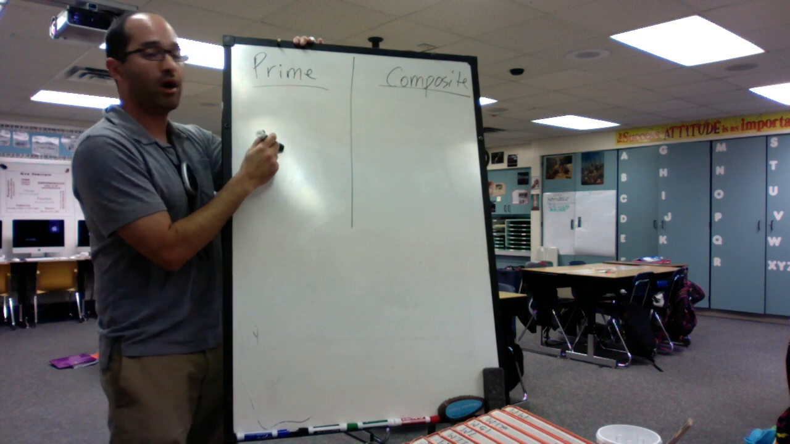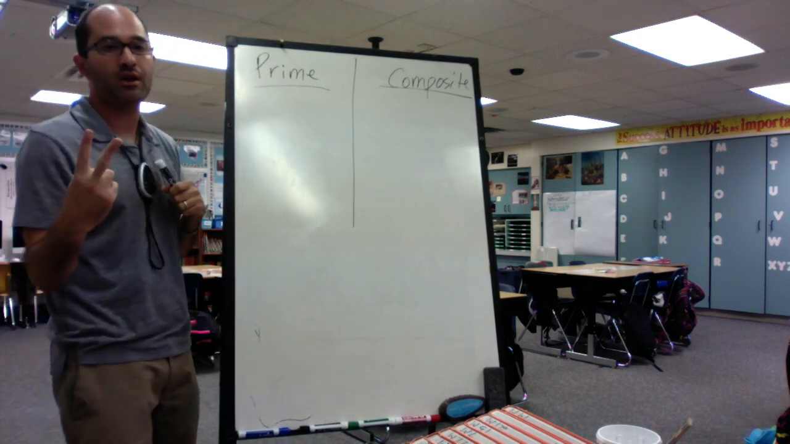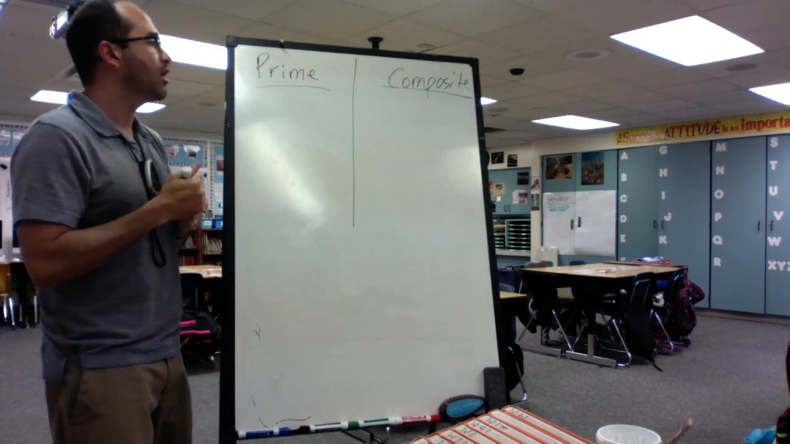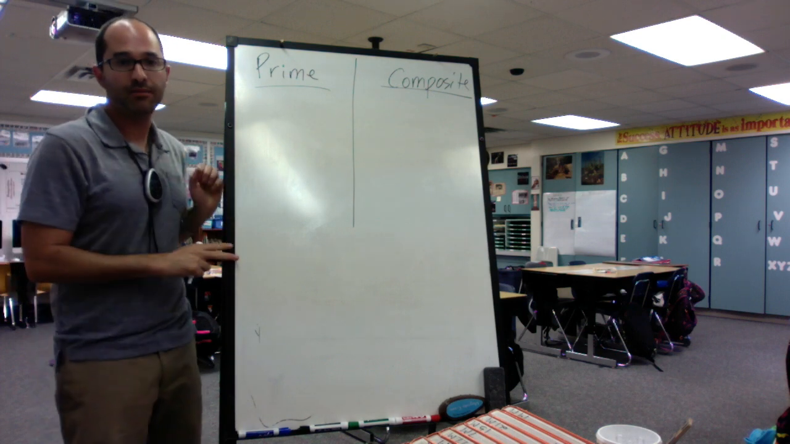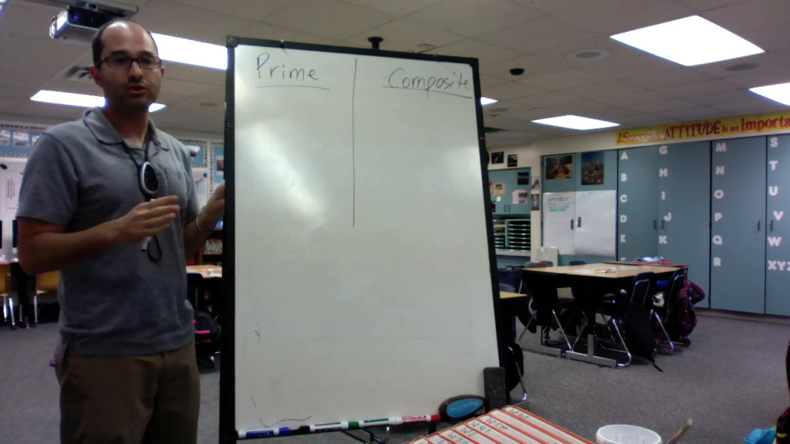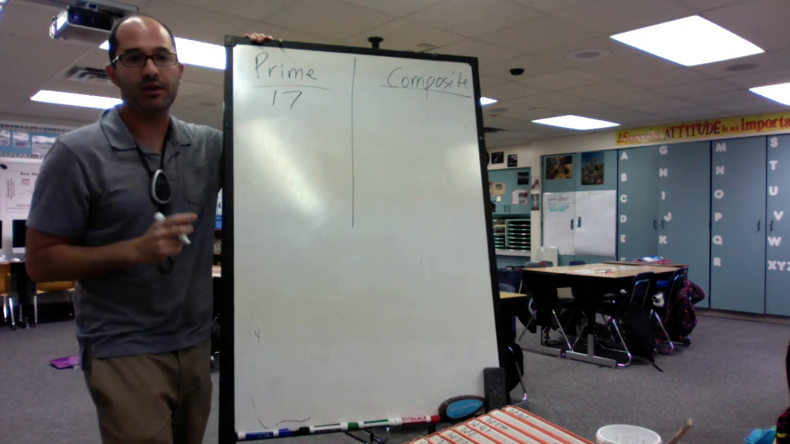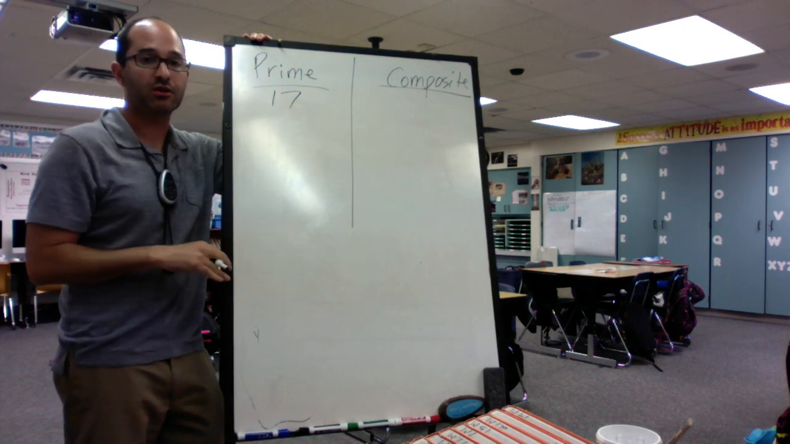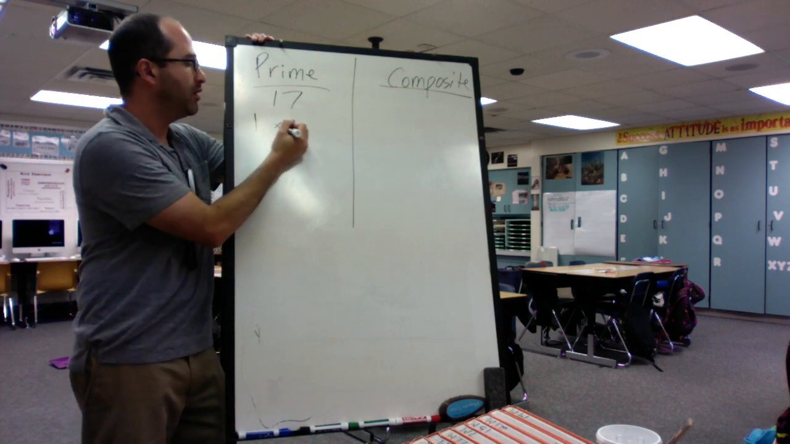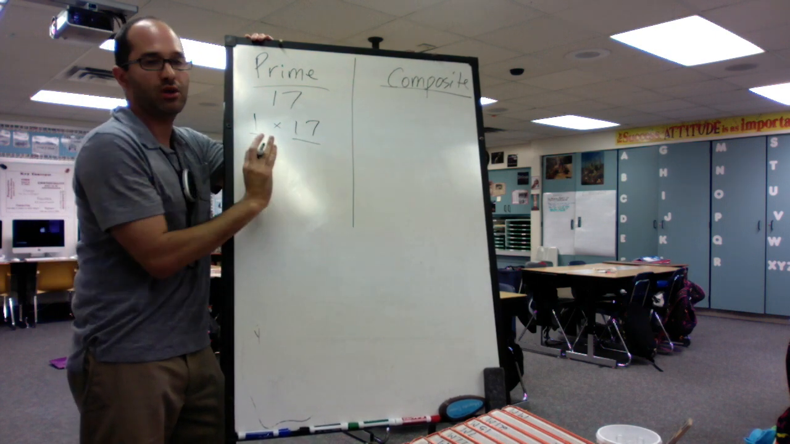Okay, so a prime number is a number that has only two factors, itself and 1. There'll be a rap that you will learn. Hopefully, you'll learn it soon. The number 17, for example, is prime. The only two factors for 17 are 1 and 17. Those are the only two factors.